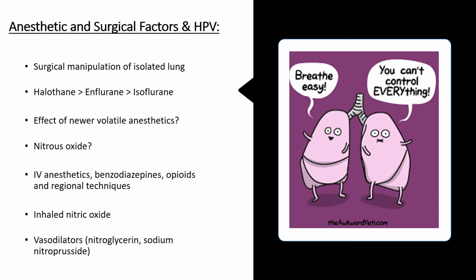Inhaled nitric oxide, which is used in pulmonary hypertension, is beneficial as it selectively vasodilates pulmonary circulation in ventilated areas of the lung. In contrast, direct vasodilators cause generalized pulmonary vasodilation and therefore attenuate HPV.